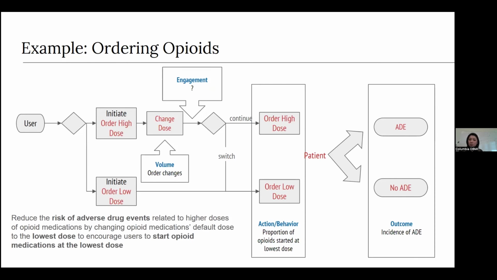And so going back to our example of the desired behavior of having users start opioid medications at the lowest dose, we can see how implementing the change of setting the default dose as the lowest adds some extra activity for users who want to order the higher dose. And this would be captured as order changes for the volume. But the goal would be to increase the behavior of ordering lower dose opioids and reduce adverse drug events related to higher dose opioids.